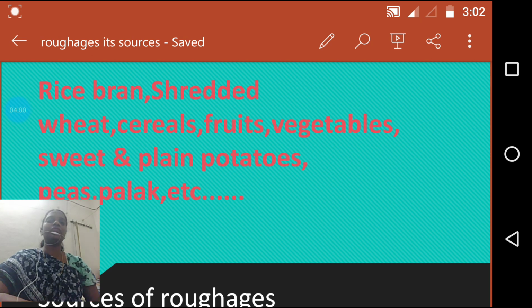Now we will see the sources of roughages. By eating what type of food material can we add roughages into our body? Here you can see different types of food materials like rice bran, shredded wheat, cereals, fruits, vegetables, potatoes, sweet potato or the normal potato, peas and palak. Mostly all the fruits and vegetables contain these roughages.